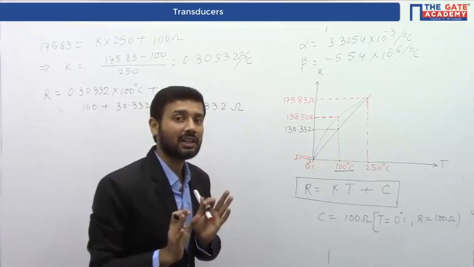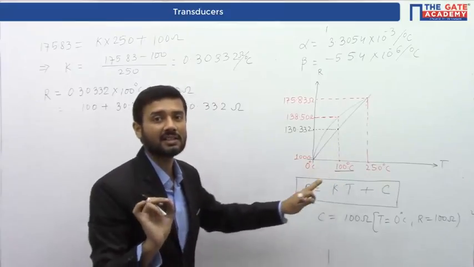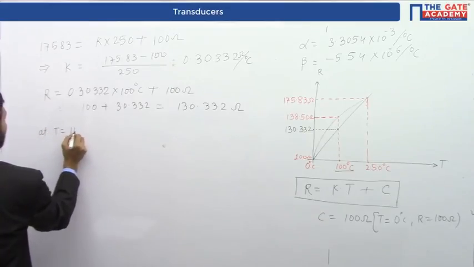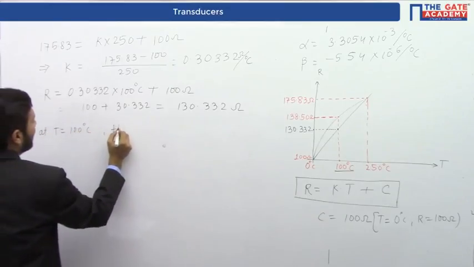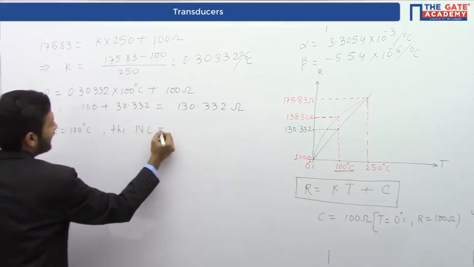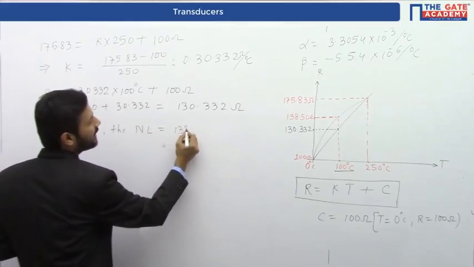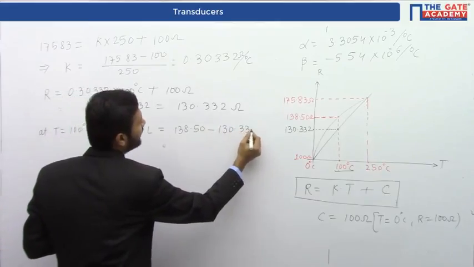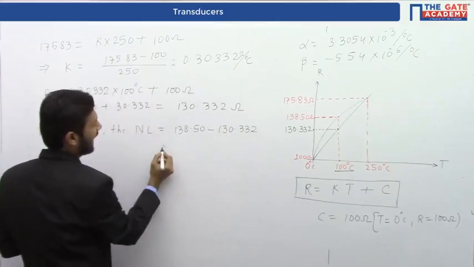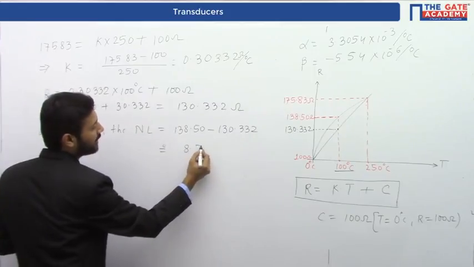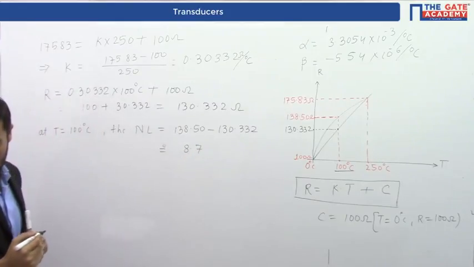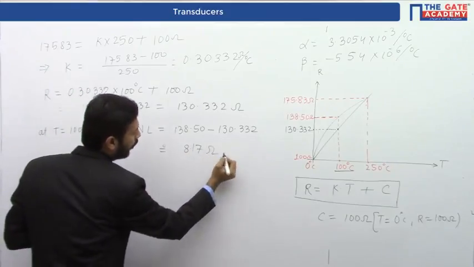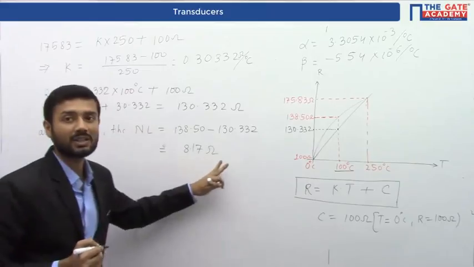Now the maximum non-linearity. The maximum non-linearity at the temperature 100 degrees C, at T equals 100 degrees C, non-linearity is equals to 138.50 minus 130.332, and that is equals to approximately 8.17 ohm. It is equals to 8.17 ohm.